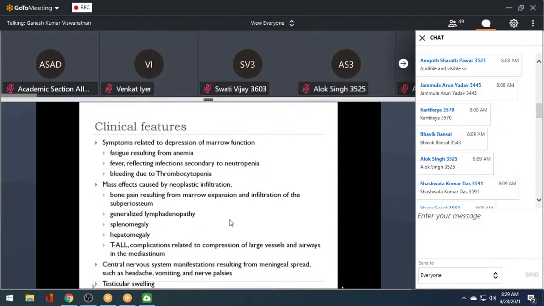Because the bone marrow expands, the bone expands. And when the bone expands, there is expansion of the periosteum as well. Because of this, the patient has bony pains.